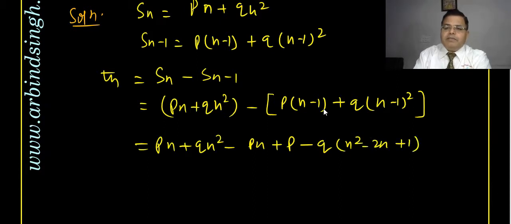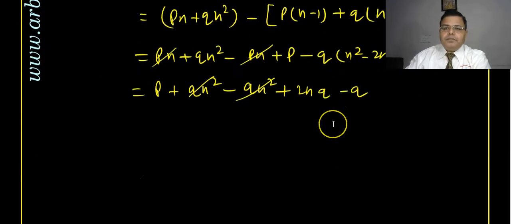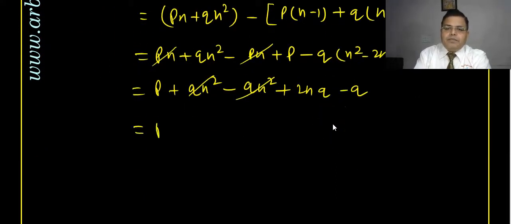Because of this negative sign, that will be plus and minus. Now Pn and Pn cancel, and this would be P plus Qn square minus Qn square plus 2nQ minus Q. So these two cancel, and now it will be P plus 2n minus 1 into Q. This is the Tn term.